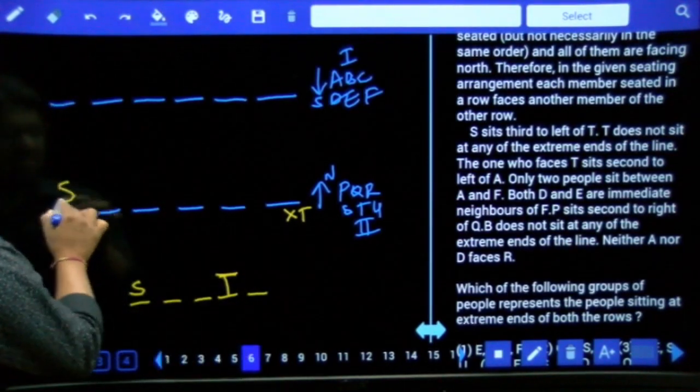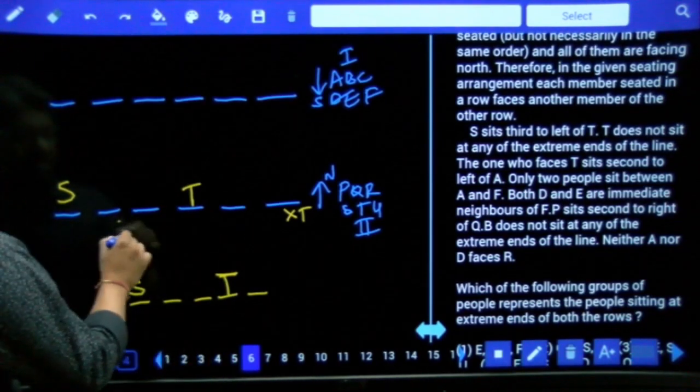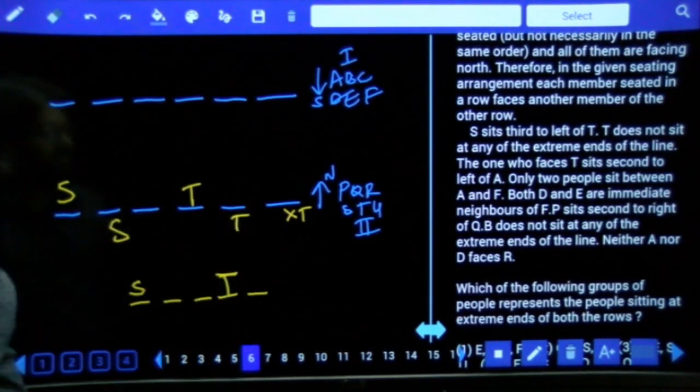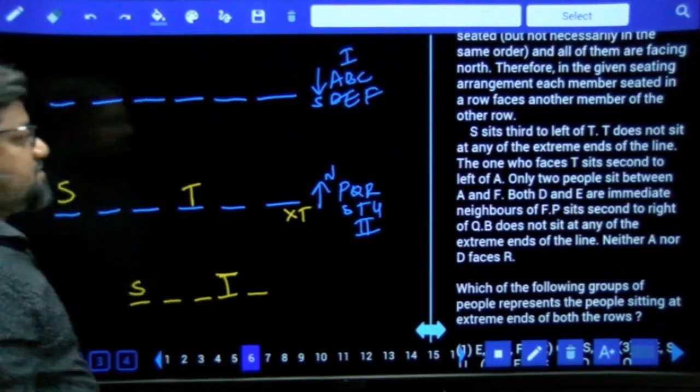First trial S 1 2 T. If I get the answer, very good. If I don't, S, 1, 2, T, and this will be the final arrangement. So yes, friends, this is how you try to solve the question.